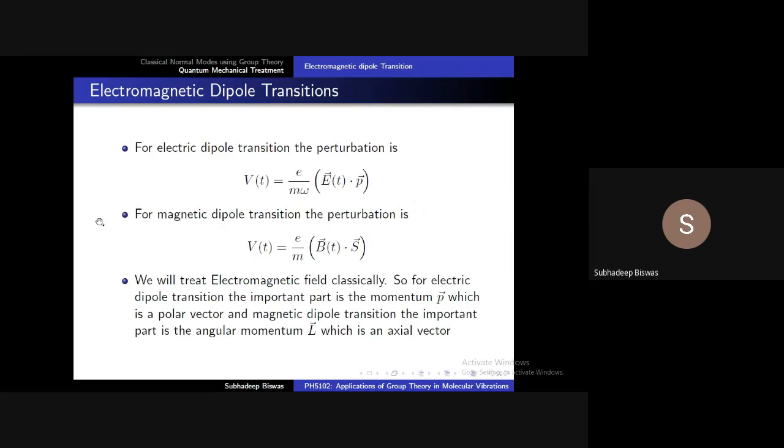So the kind of transition that we want to look at is, if we shine some light, electromagnetic radiation, there can be two terms. Electromagnetic radiation has both electric and magnetic fields, and for each of them there will be some potential factors. Now we are treating this electromagnetic field classically, so we can just concentrate on this momentum operator and the angular momentum operator. These are just classical variables, and their transformation properties are unimportant.